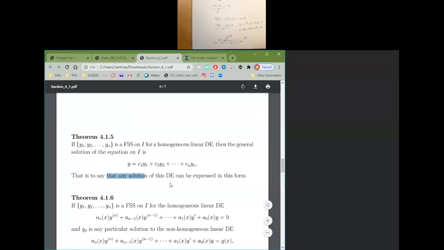That is to say that every solution of this differential equation can be expressed in this form.